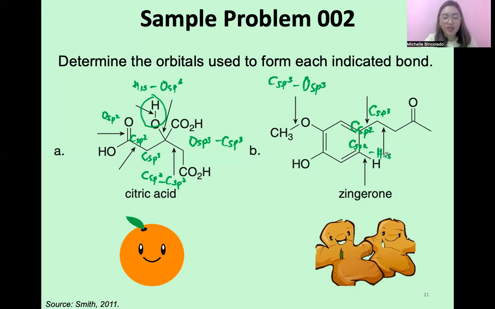These are the orbitals used to form each indicated bond. You can also do it yourself. You can look for similar molecules or problems in our book.